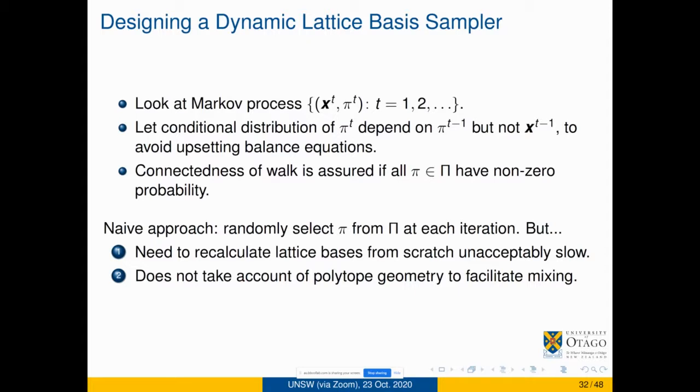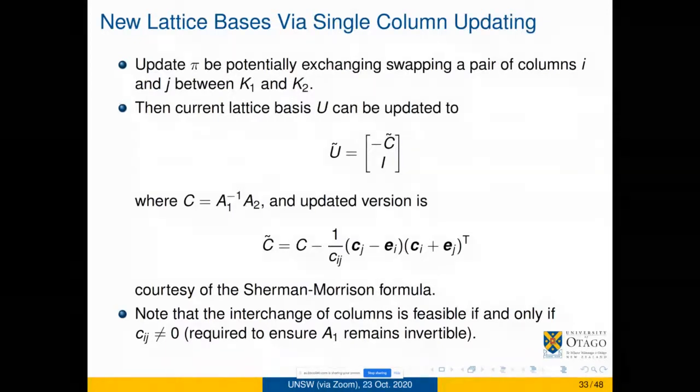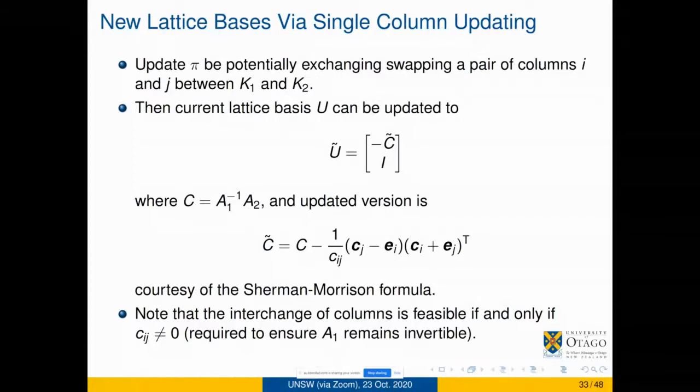The trouble with that is that calculating a new lattice basis each time involves inversion of A1. You don't want to have to do matrix inversion every step of your algorithm, so it'll be very slow doing that. What's more, if you do that, we're still not taking account of the polytope geometry. The first issue is actually easy to deal with. What we're going to do is, rather than updating the full partition at each step, I'll simply update it by changing one column. So I'm going to swap a column that's currently in A1 with a column that's currently in A2, or at least I'm going to propose that swap. Not necessarily accept it, I'm going to propose that as a swap.